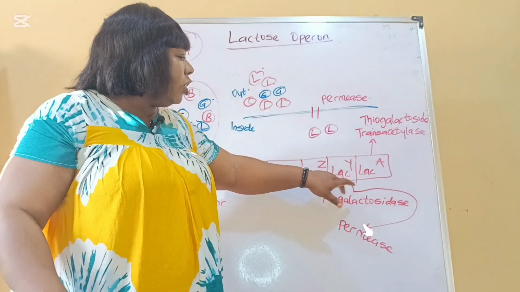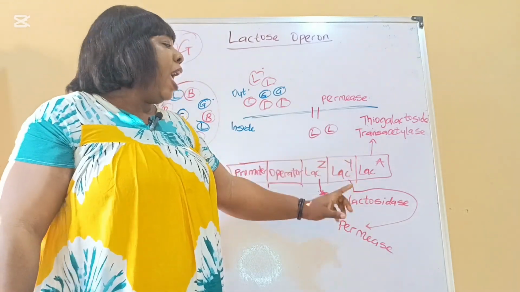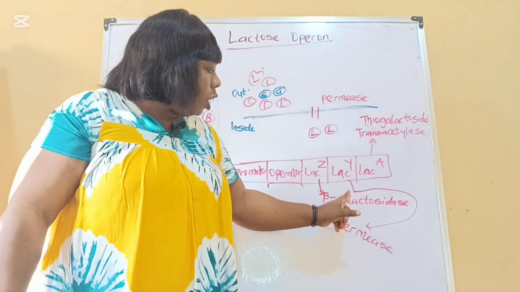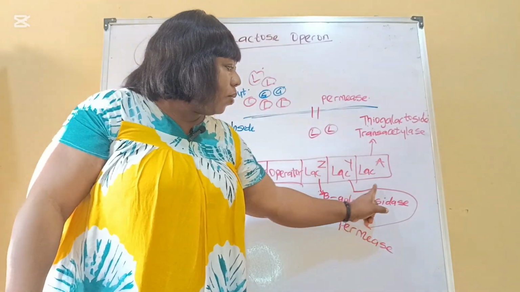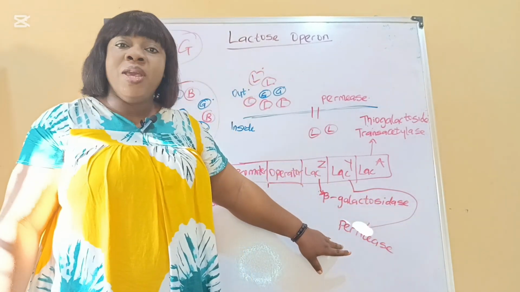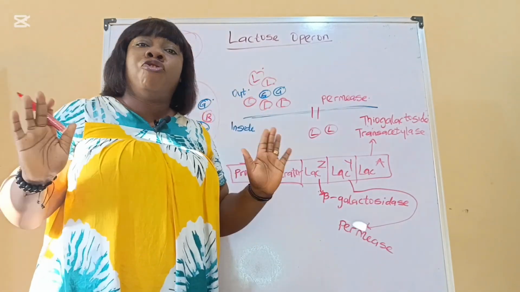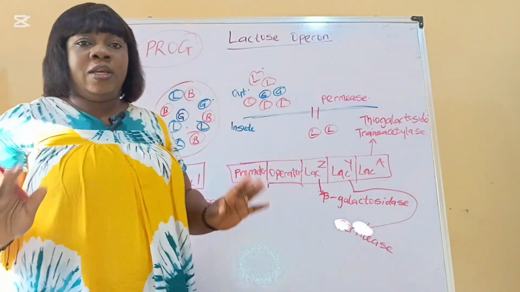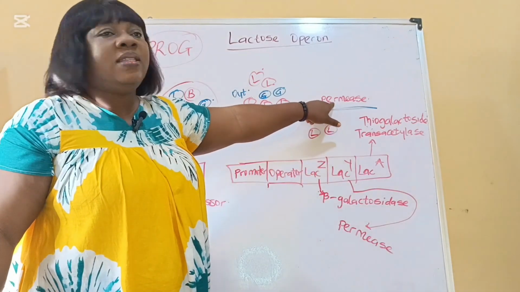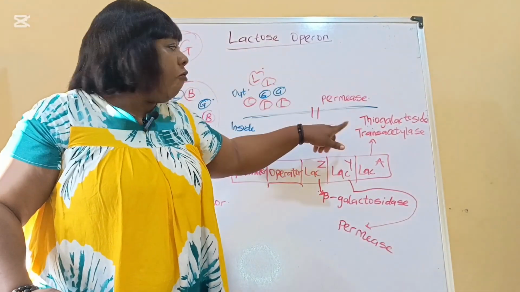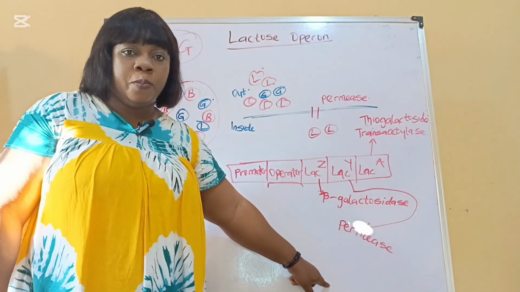Now, the second gene, which is LacY, helps us to code for permease. Please follow this arrow. It codes for permease. What is the work of permease? It enhances the entry of lactose into the cell. You see the permease that is here. It is the one that will enhance the entry of lactose into the cell.